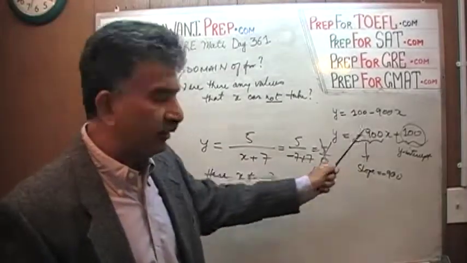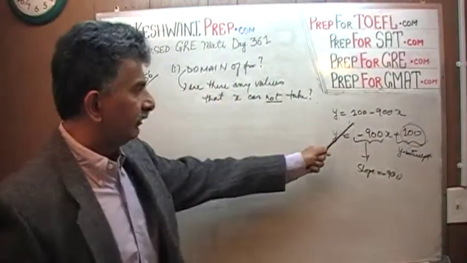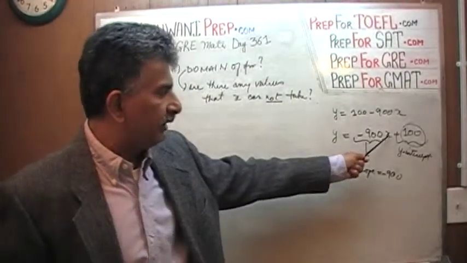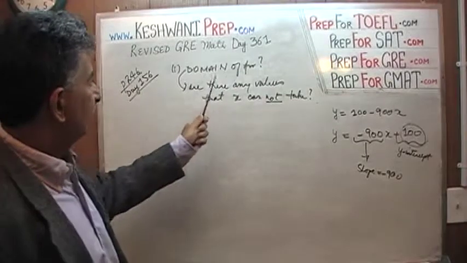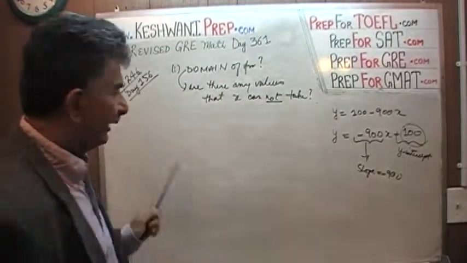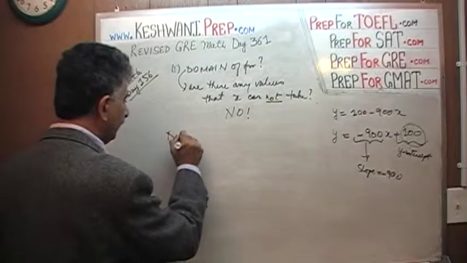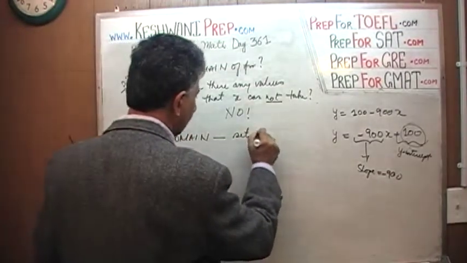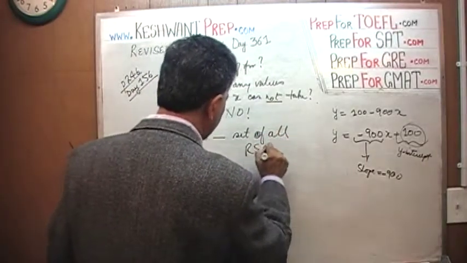Are there any restrictions here? The answer to that is no. Here it doesn't matter. X can be positive, x can be negative, x can be a fraction, it can be anything. Domain of this function, are there any values that x cannot take? The answer is no. That means there are no restrictions. Domain is a set of all real numbers.